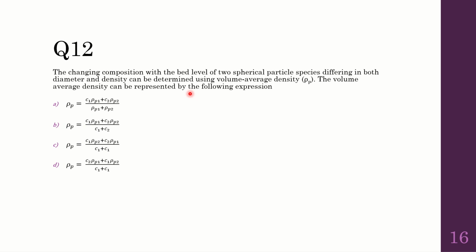So option B is the right answer. Yes, it should be divided by C1 plus C2. C1 rho p1 plus C2 rho p2 divided by C1 plus C2 is the right answer. So here we are using changing composition with the bed level for two spherical particle species differing in both diameter and density, which can be determined using volume average density. For that purpose, we are using concentration and the density, multiplying them and dividing by the total concentration. So yeah, we'll go to question 13.